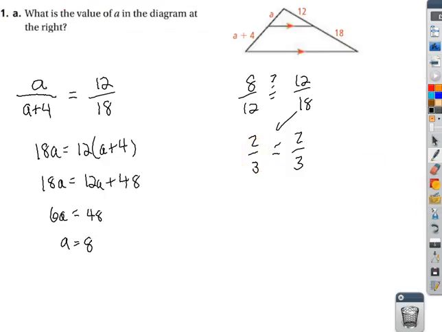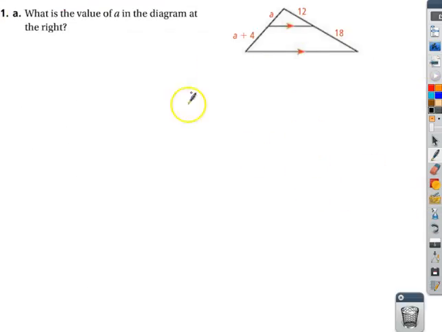All right, so y'all do this one right here. Find the value of A. That's all I'm going to ask you to do, is just find the value of A. So what's the value of A?